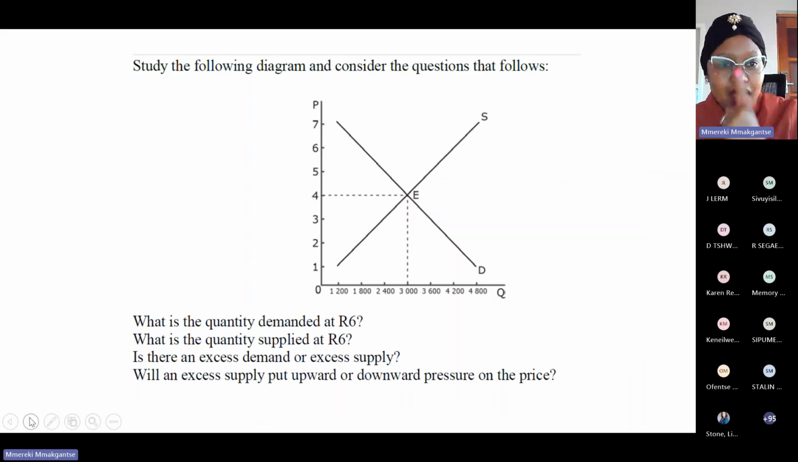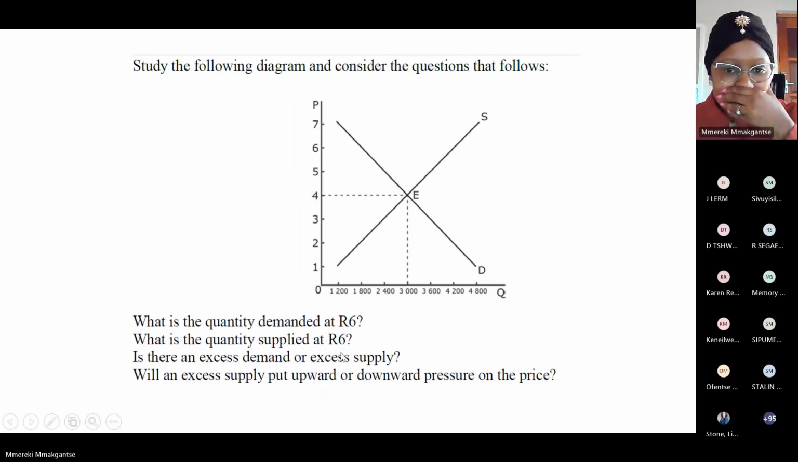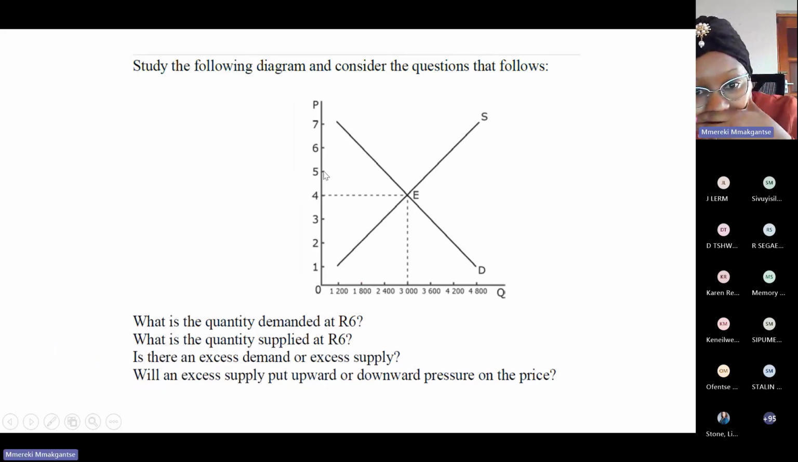Now, let's study the following diagrams. What is the quantity demanded at 6 rand? Here is our 6 rand. What is the quantity that is demanded here at 6 rand? Give me answers fast. Yes, the quantity demanded at 6 rand is 1.8, so if you said 1.8 it is correct.